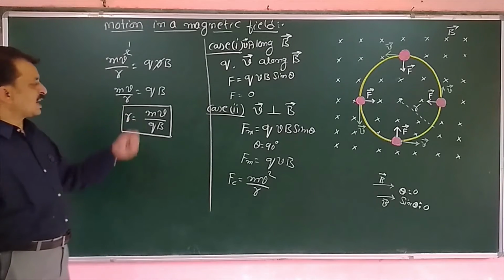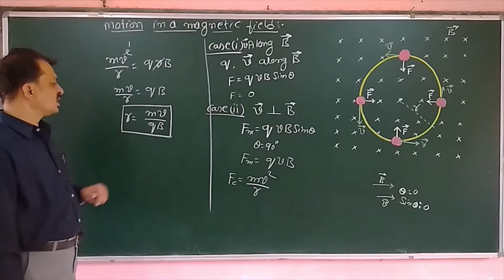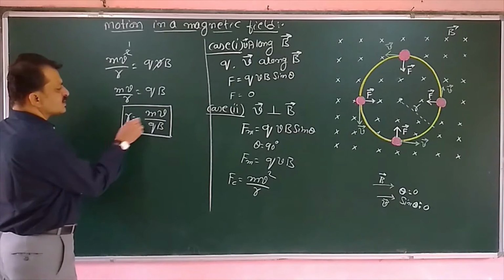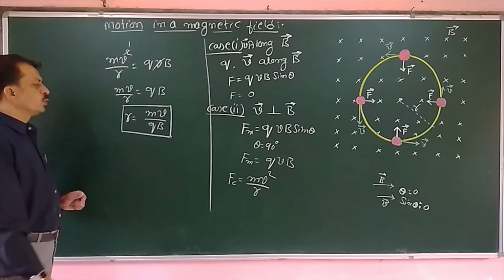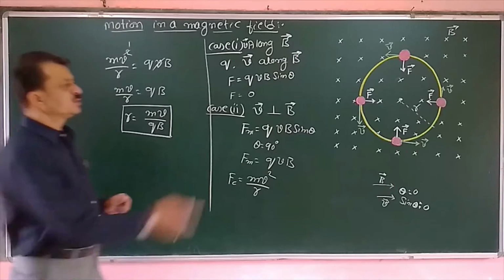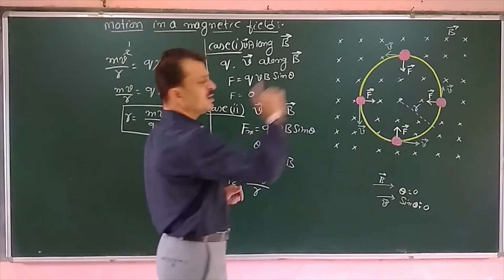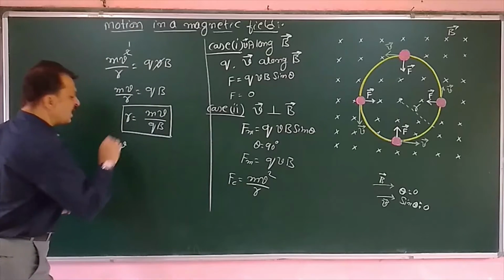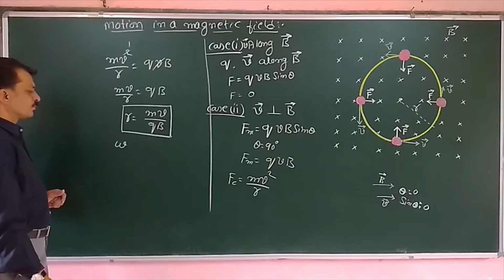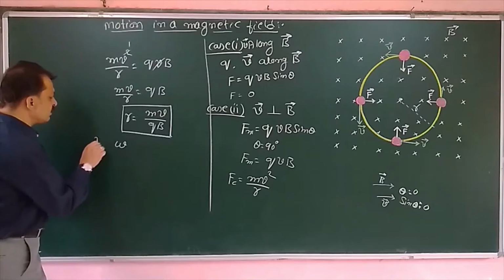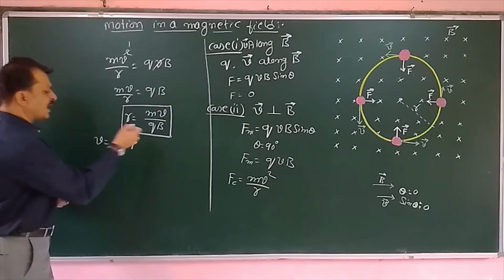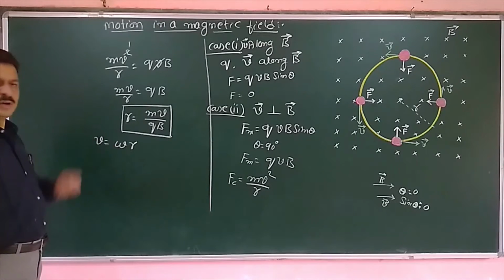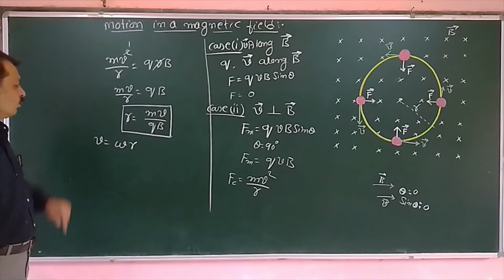Like that, you should analyze the relation here. Okay. So therefore, the radius is given by mv divided by q into b. So it is going to take a circular path. If omega is the angular velocity, then we have a relation between the linear velocity and the angular velocity as v is equal to omega into r, that we know.